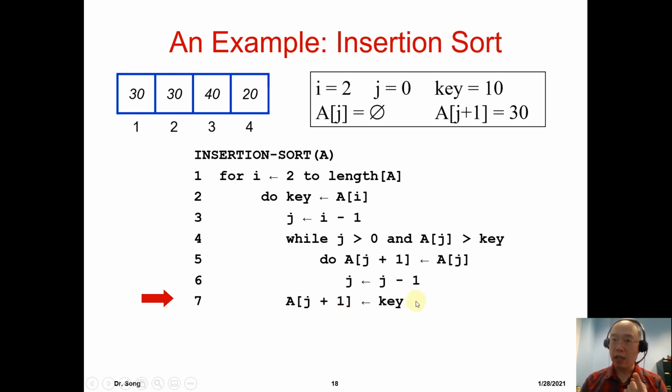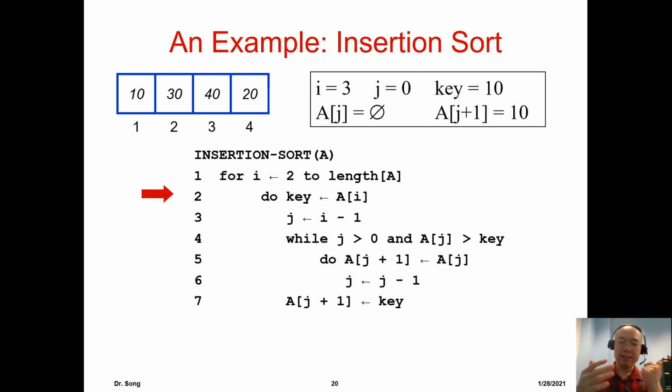So what is the key? The key is the value we are trying to insert into the sorted portion. That was 10, right? And we are assigning the 10 to A[J+1], and J+1 is this part, index 1. So eventually we have 10 and 30. We swap 10 and 30 so that the new value 10 is put in the right place. Now we have I as 2, and this 2 means the first two values are already sorted. That is the sorted portion of the values I'm holding using this hand.